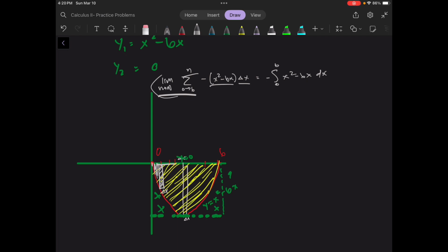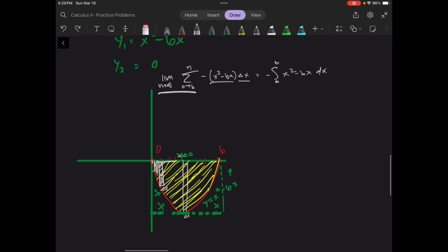So this part right here just turns to the integral. So let's evaluate the integral. We have negative, when you integrate x squared, you get x cubed divided by that new number. And when you integrate 6x, you're just going to get 3x squared.